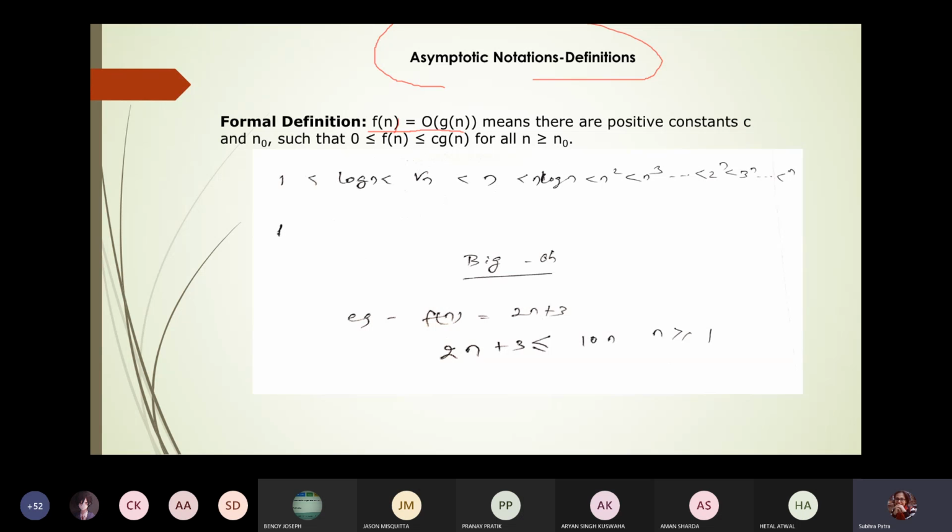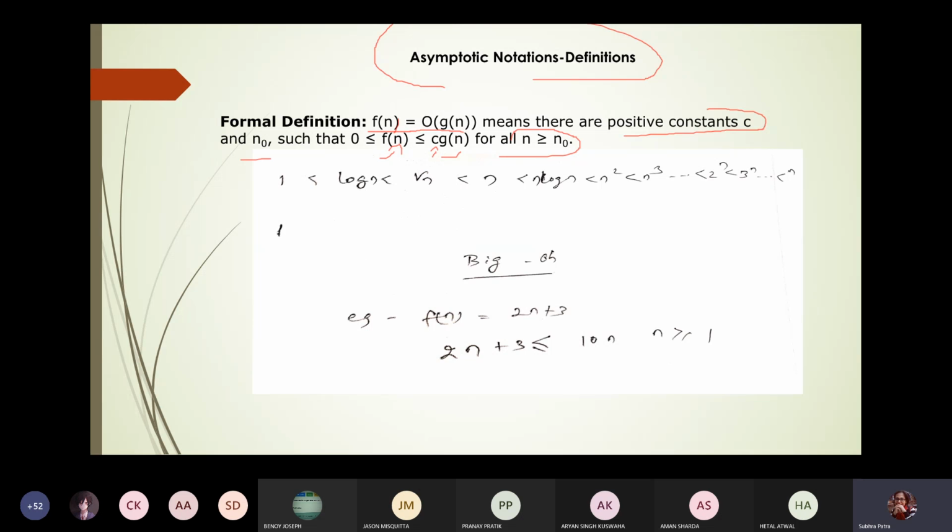So if you are taking any kind of function of which we want to find out the order, then f of n equals O of g of n only if there is some positive constant c and n0 such that the function f of n is greater than or equal to 0 and less than or equal to c times g of n. So c is the constant, for all n greater than n0. Now what does that mean?